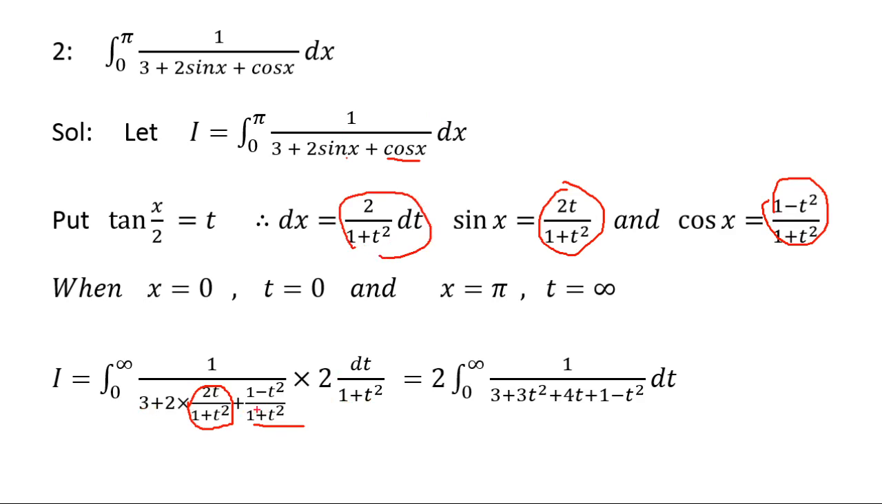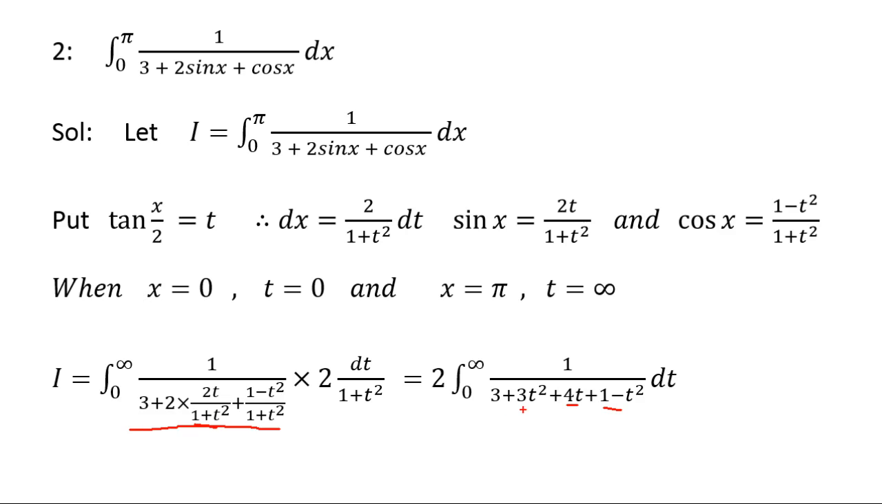Now we take LCM of this expression. After taking LCM, this 3 is to be multiplied by 1 plus t square. This 1 plus t square will get cancelled with that LCM 1 plus t square. Okay, so this 3 into 1 plus t square gives me 3 plus 3t square. This 2 into 2t is 4t. And this 1 minus t square as it is.